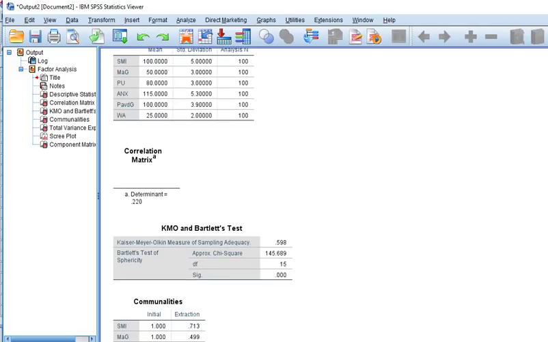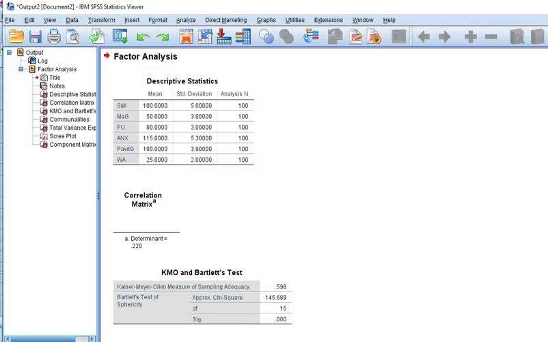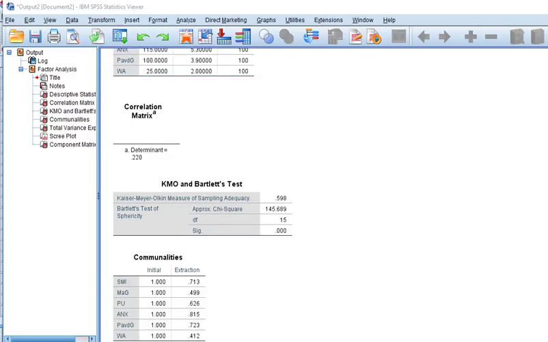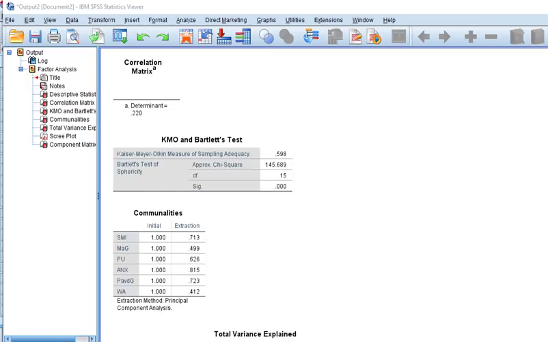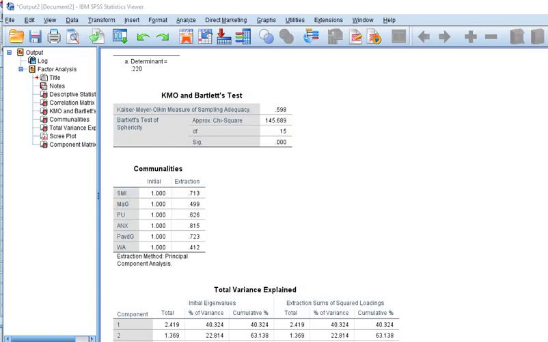Looking at our output, you can see we have the means and standard deviations for each of the measured variables, as well as the sample sizes. We have a listwise deletion sample of 100. I think there were no missing data points, so it's not different from what we already had. Down here we have the KMO and Bartlett's test. KMO refers to the Kaiser-Meyer-Olkin measure of sampling adequacy, which is this right here.